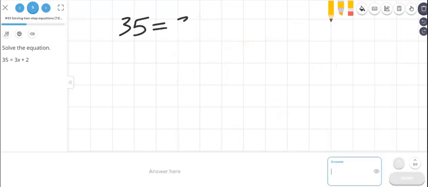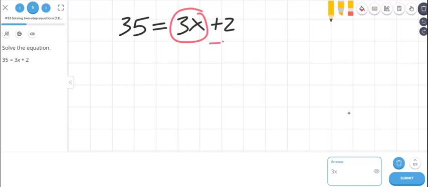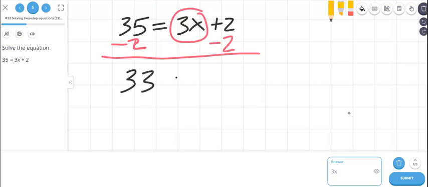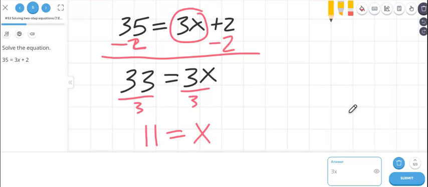35 equals 3x plus 2. So we're going to circle our variable term. Get rid of the plus 2 by doing minus 2. 35 minus 2 is 33 equals 3x. Then we're going to divide both sides by 3. That's going to give us 11. 11 is what x equals.